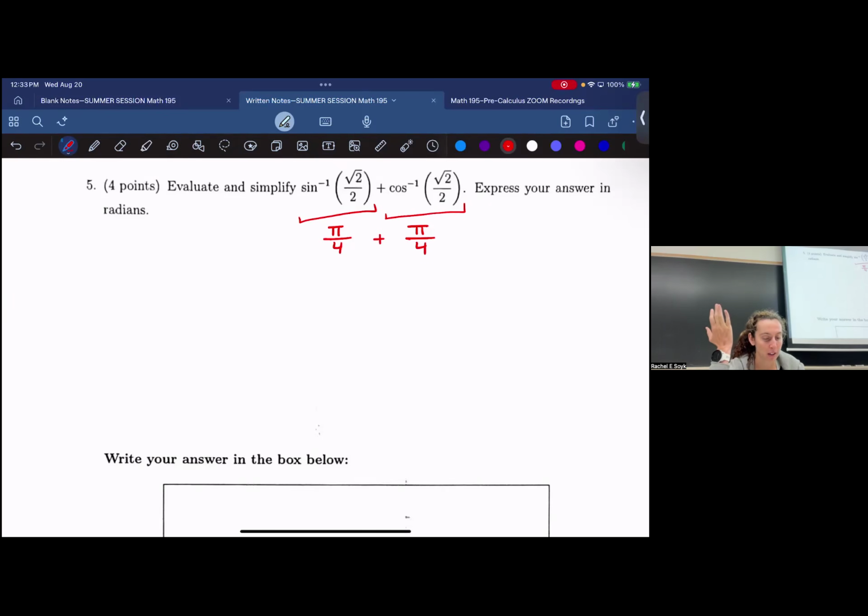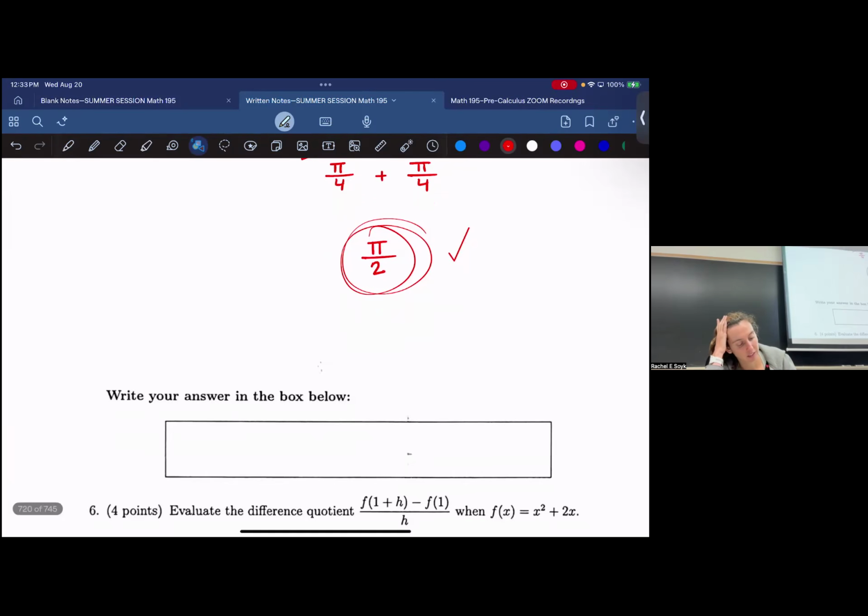And so if we're adding pi over 4 plus pi over 4, we end up with, what's a fourth plus a fourth? A half. So our answer is pi over 2. And we're done.